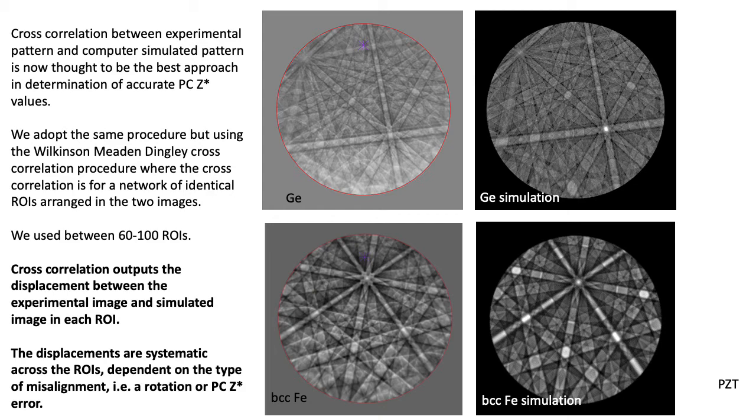We've adopted the WMD method for cross-correlating images, where the cross-correlation is for a network of identical regions of interest arranged in the 2 images. The cross-correlation outputs the displacements between the experimental image and the simulated image in each ROI. And the displacements vary from ROI to ROI in a systematic way, dependent on the type of the misalignment, whether it is due to a rotation or to an error in the PCXY position or the specimen to screen distance.